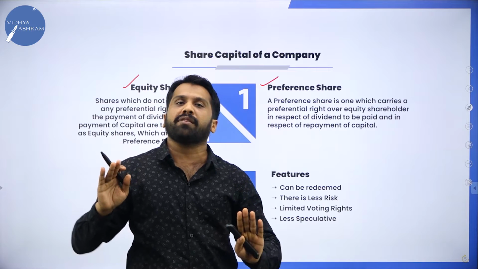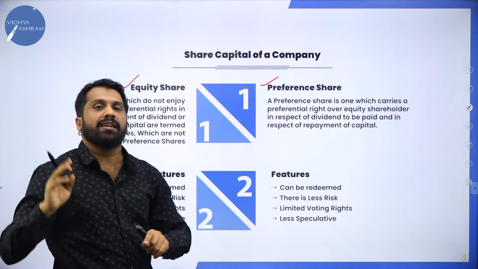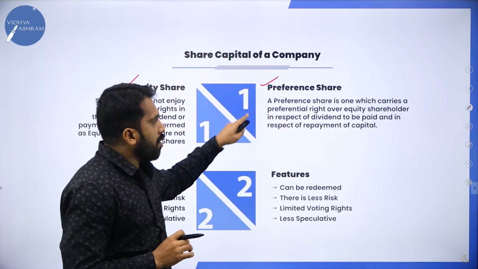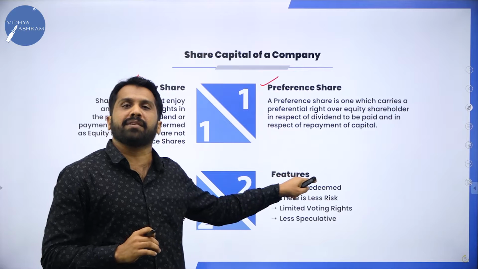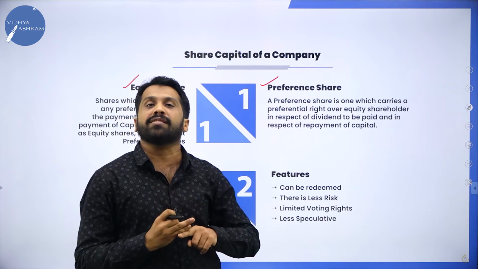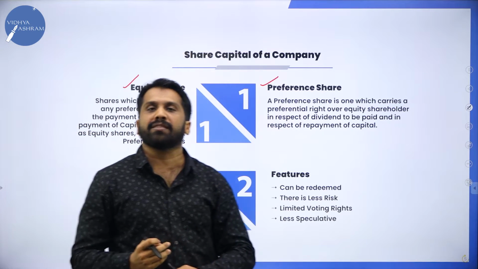Remember, equity and preference. Shareholders means what? They are the owners of the company. Whatever profit is earned by the company will be given to whom? Shareholders. How many types of shareholders are there? There are two types: equity and preference.